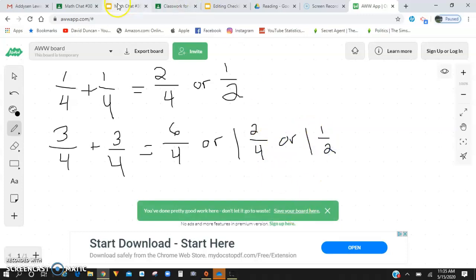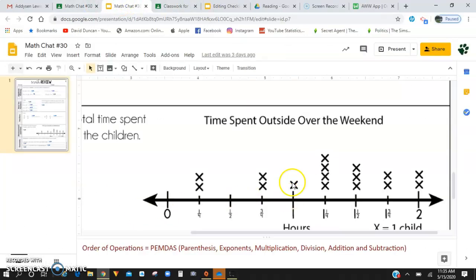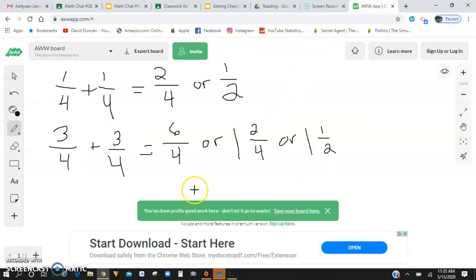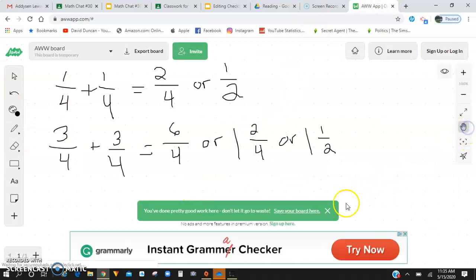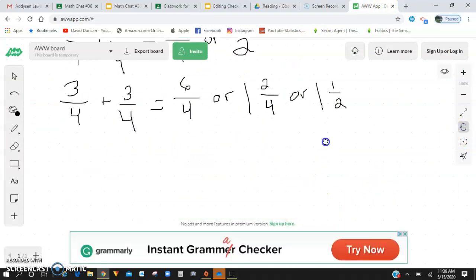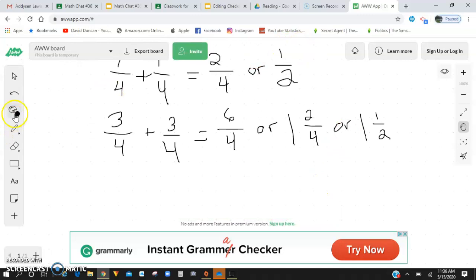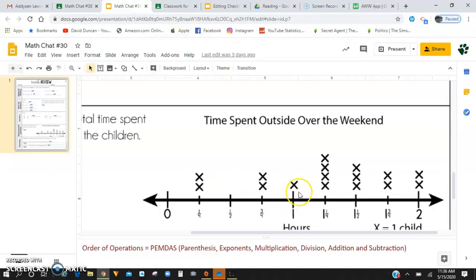All equivalent. Going back, I have 1 1/2, so I'm going to write down 1 1/2 because there's nothing added to that. There's just 1 1/2, okay?